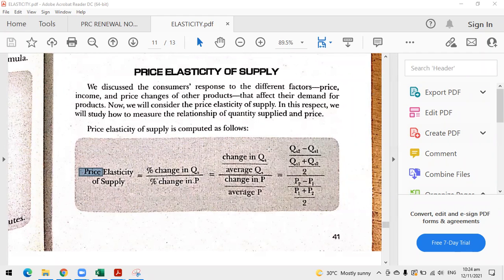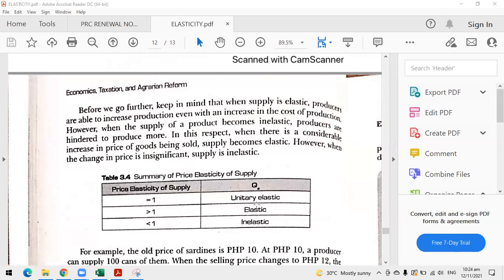Dito, yung nasa denominator naman natin is the quantity supplied. Okay. So ito yung kanilang definition. If it is equal to 1, that's unitary elastic. If it's greater than 1, it's elastic. And less than 1 is inelastic. Again, what do we mean by elastic? Yung affected, tas hindi affected.